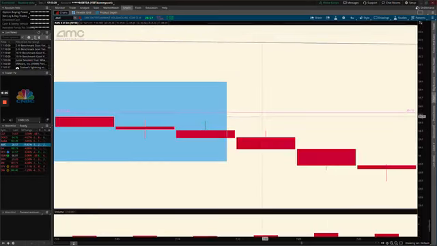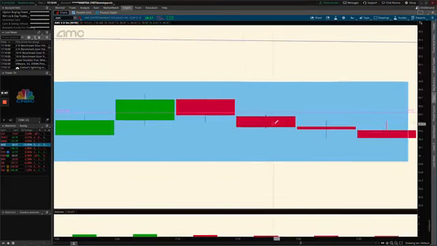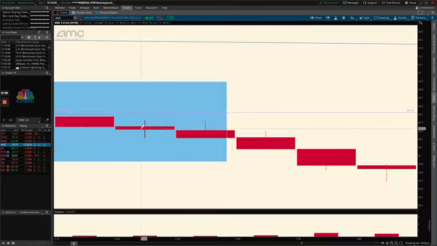But, and then look, 5-minute. 1 close below, that's my warning sign. 2 closes below, get out. 3 closes below, close the trade.